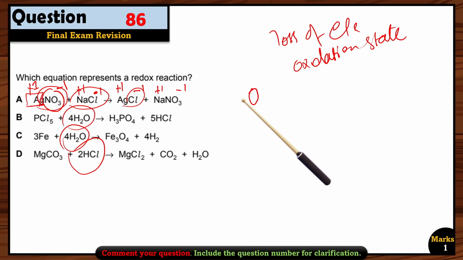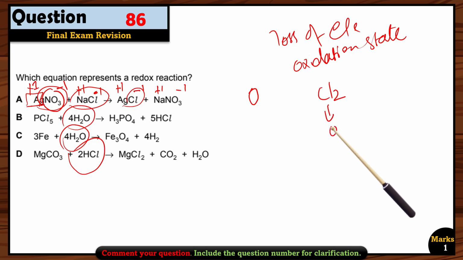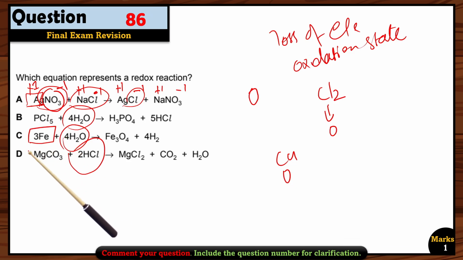If you can find any element in a reaction that is present in the form of an element, for example Cl2, it means its oxidation state is zero. If you find copper alone, its oxidation state is zero. Can you find any element that is all alone in the reactants? Yes, we have it here. That is iron. It is not present in a form of compound, so its oxidation state here is zero because it is in element form.